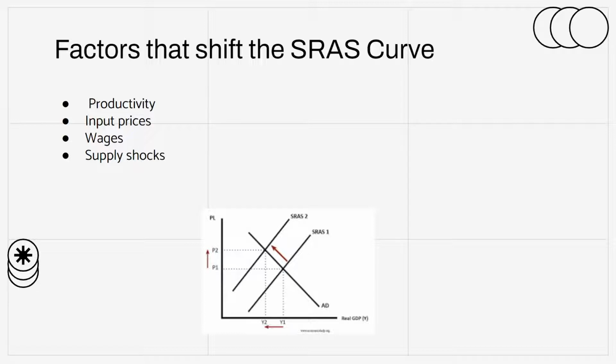So if the price level goes down and the wages remain the same, that'll affect the supply and the short run aggregate supply curve. It'll go left and right depending on how high or how low the wages are, because again of inflation.